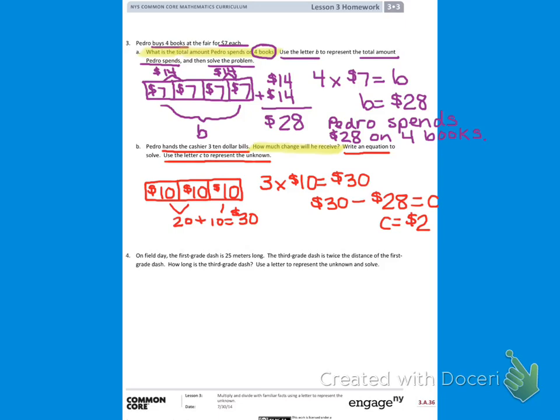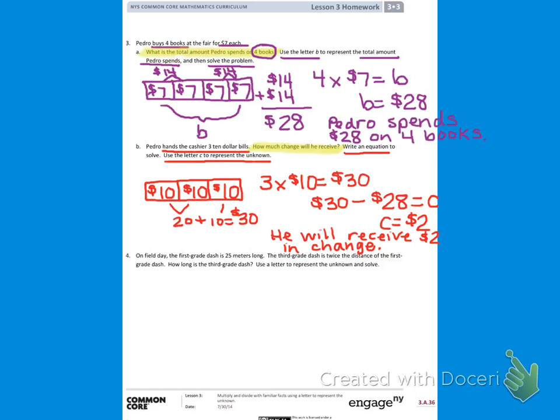Now I must answer the question, how much change will he receive? He will receive $2 in change. As you can see, I've used the same strategy in 3B as I used in 3A. I read, drew, and wrote in order to solve this problem.